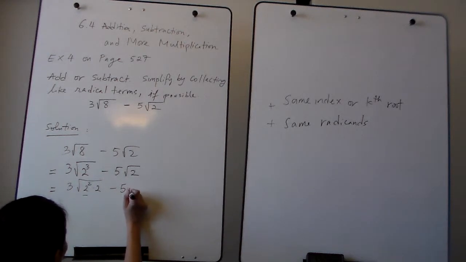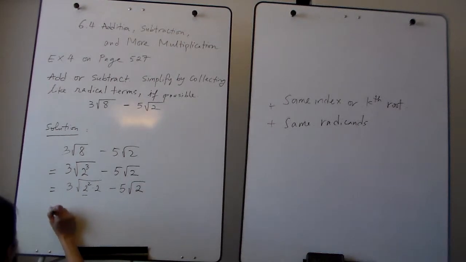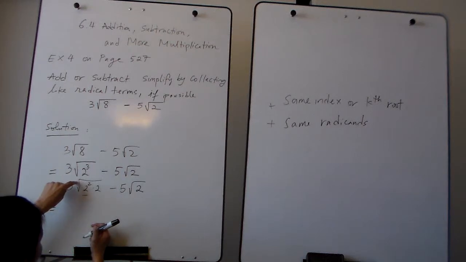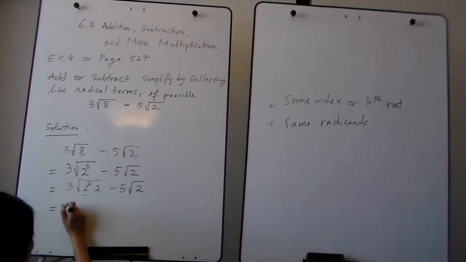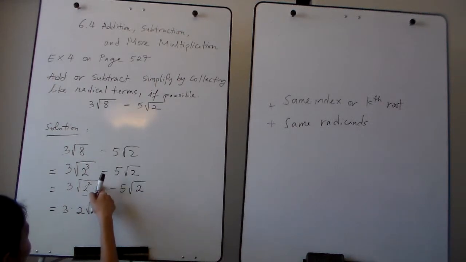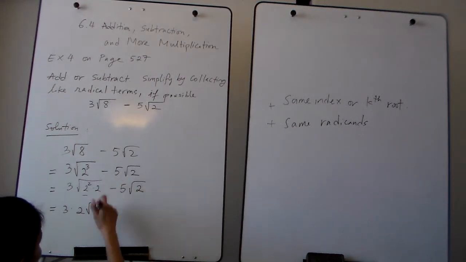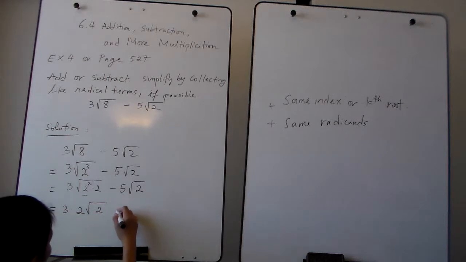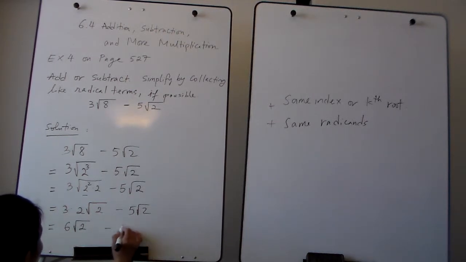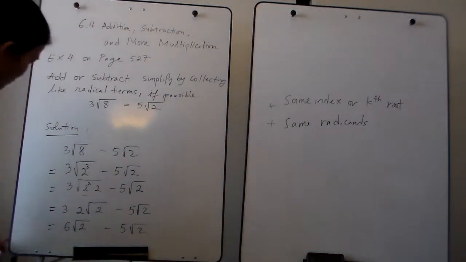Minus 5 square root of 2. Now this 2 has the exponent 2, and this is square root, k equal 2. That means you can bring the 2 outside. So 3 times 2. The remaining 2 does not have the power of 2, so it stays inside the square root, minus 5 square root of 2. You can simplify this to 3 times 2 is 6 square root of 2, minus 5 square root of 2. Alright, so we're all there.